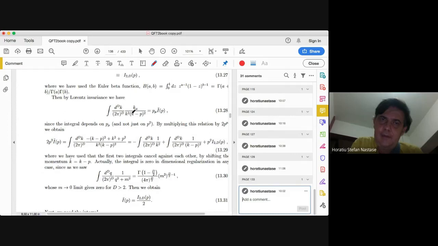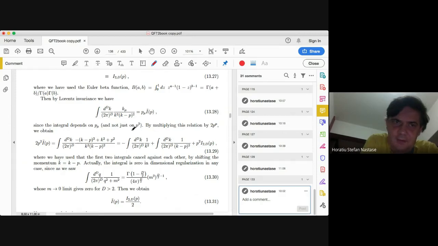Then the other integral we're interested in is k mu divided by the denominator. But the denominator depends on p. So it's k mu divided by k squared, k minus p squared. So this integral has an index mu, but by Lorentz invariance, the index mu can only be on the thing it depends on, namely on p. So it can only be p mu times some scalar function of p. Now to calculate this, I just multiply with another p mu, or 2 p mu for some reason. And then I get 2 p squared times this scalar integral is equal to this.